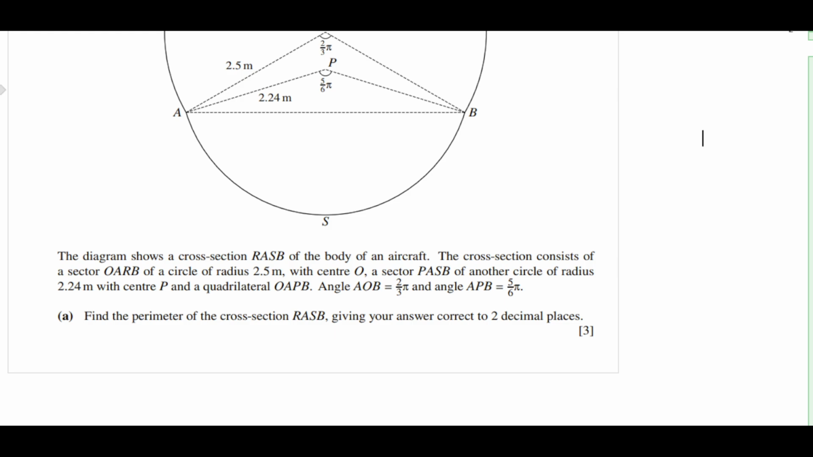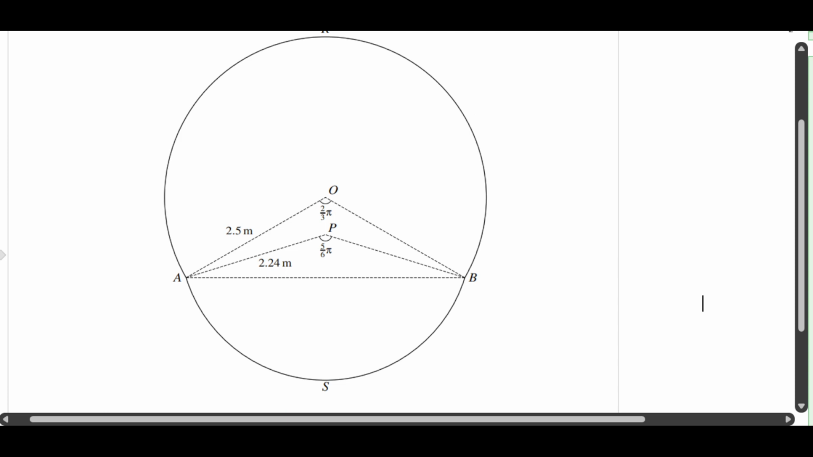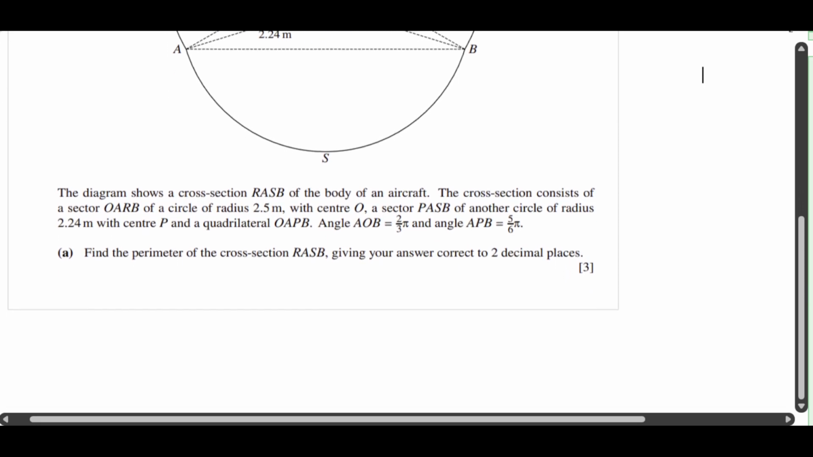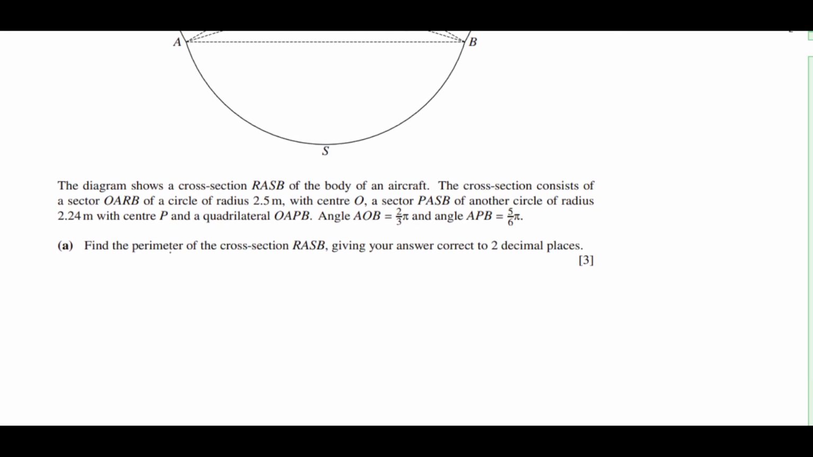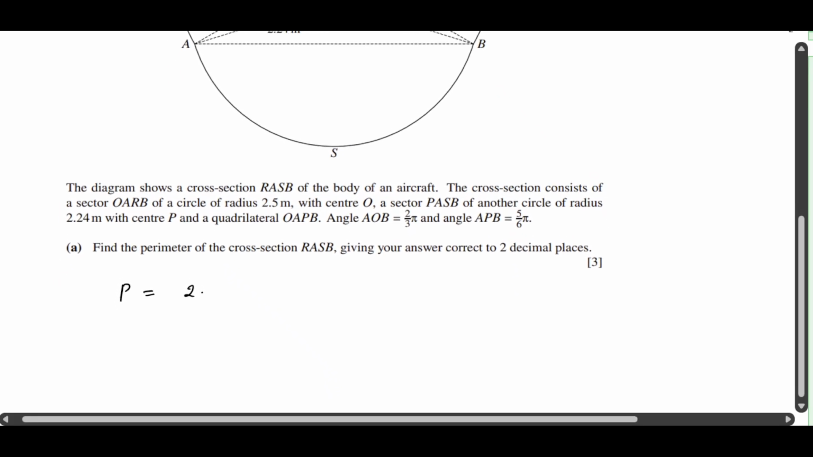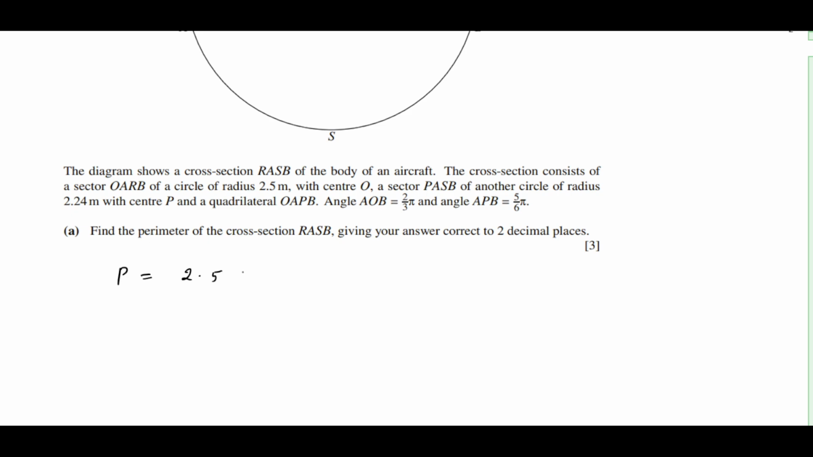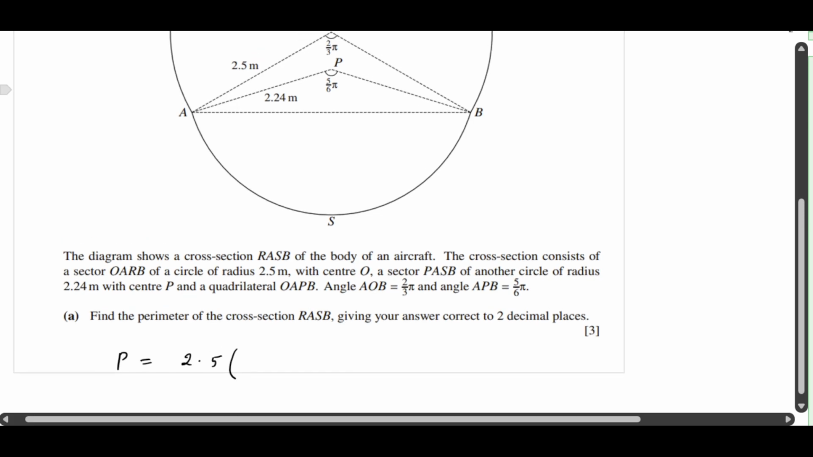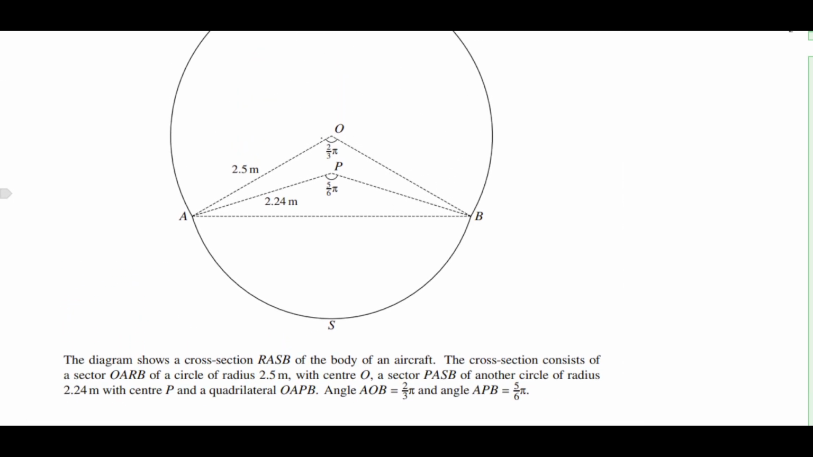So we have two parts. The perimeter formula is r theta, but theta is the central angle, right? So I will say that the perimeter P is equal to radius 2.5 into angle. What angle will I take? Will I take this 2 by 3 pi? Absolutely not. I will look for this particular angle, which is 2 pi minus 2 pi by 3.